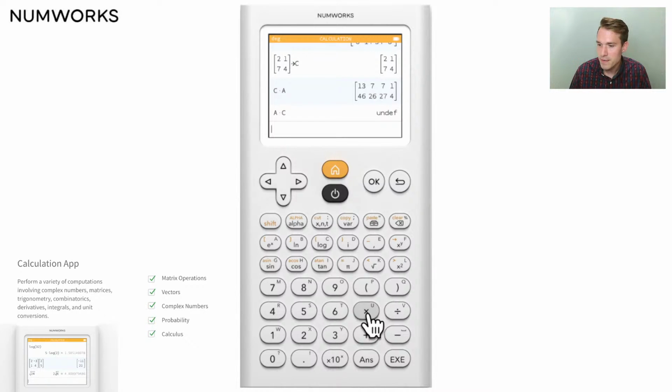Now you may have noticed that I used that multiplication symbol here when I multiplied C times A. That multiplication is required because without it, I don't know if I'm trying to multiply C times A or if I'm trying to call the variable CA, which could be defined. So we do need to explicitly do multiplication with our matrices because we could have defined a matrix as CA. So that multiplication symbol is required.